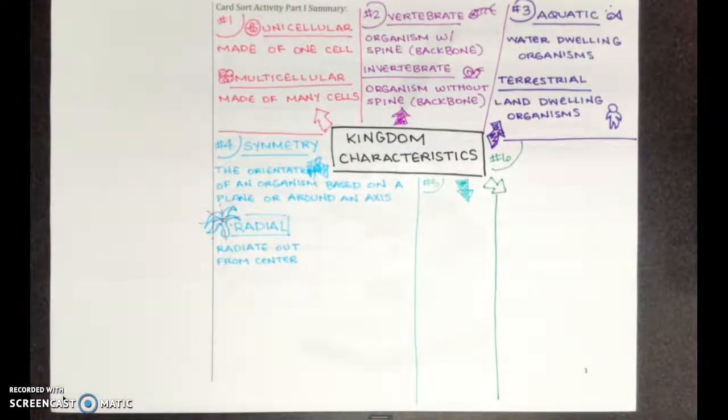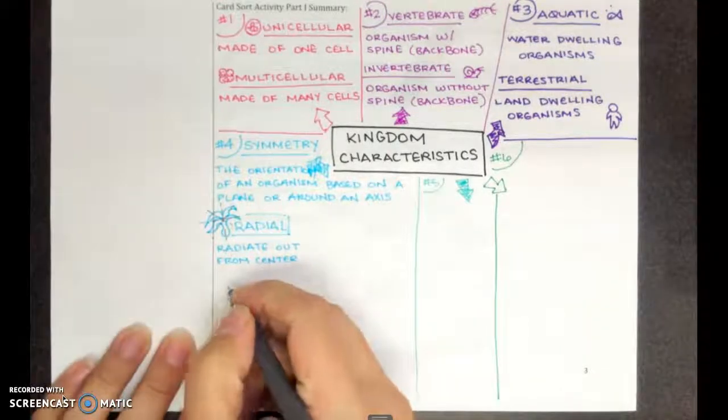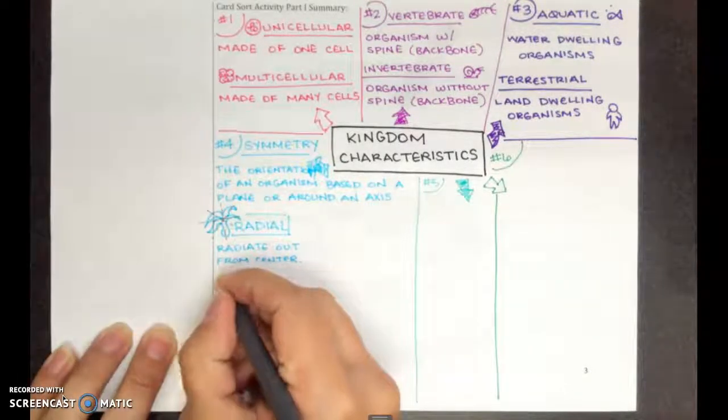So taking a look, we just spoke about symmetry, this idea that the orientation of an organism is based on a plane or around an axis. And we mentioned this idea of radial symmetry, that essentially it radiates out from the center. And if you needed to, you could have shown that on just a simple drawing of a circle to make it easy. Next one we will talk about is asymmetrical.